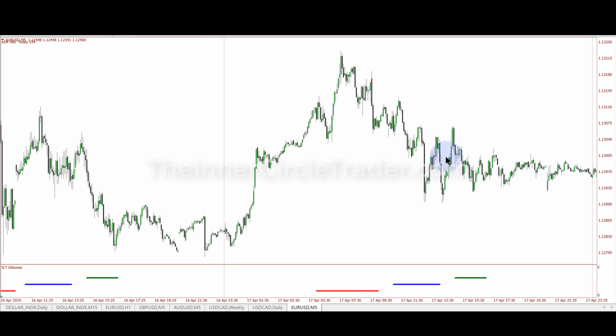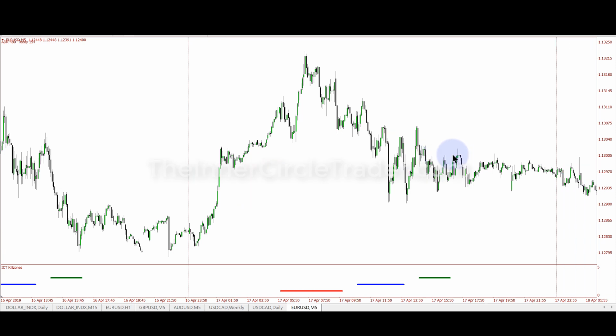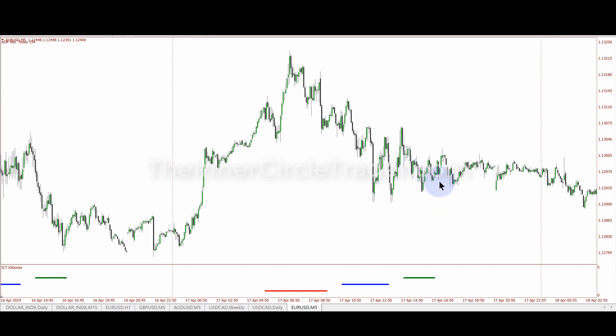We do have a fair value gap in here, but you would be stopped out there. I would record that one as well, show that as a loss. That would be at the tail end, outside between the kill zones, but still, nonetheless, record it. No real fair value gap in here.